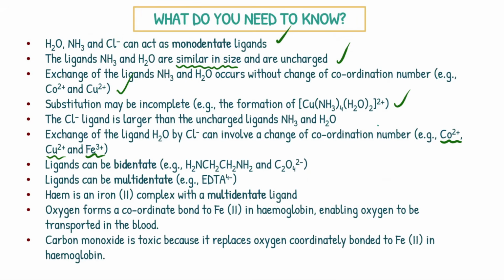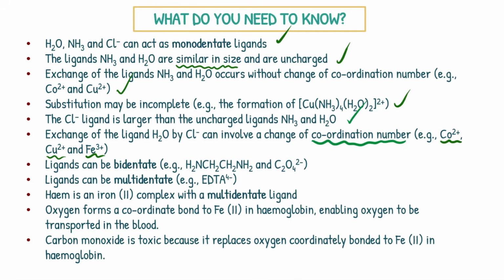All right, guys, going through the spec, ticking it off step by step. We said that the chloride ligands are larger than the uncharged NH3 and H2O. Done. We've looked at the different substitution reactions that occur with chloride ions involving our cobalt 2+, copper 2+, and Fe3+, and how they have a change in coordination number. Okay, it goes from 6 to 4.